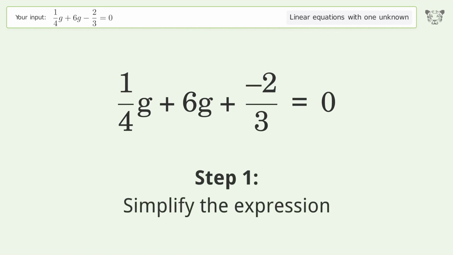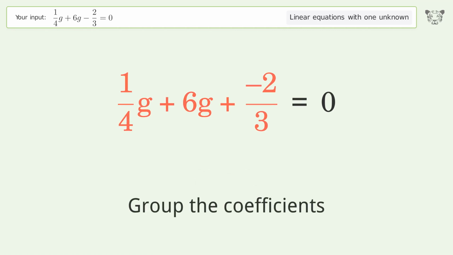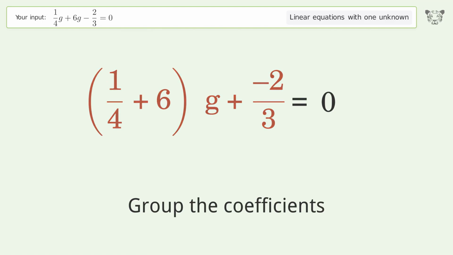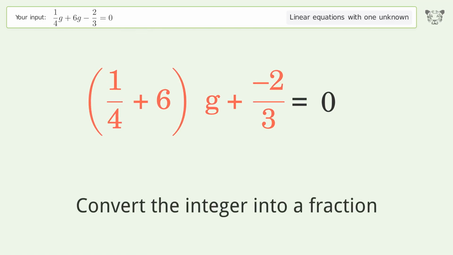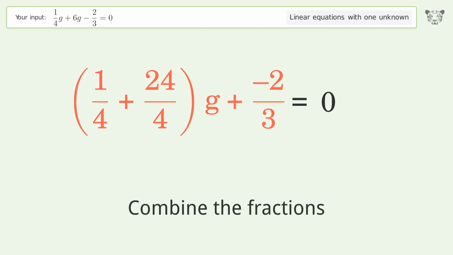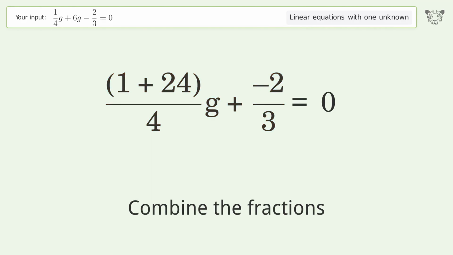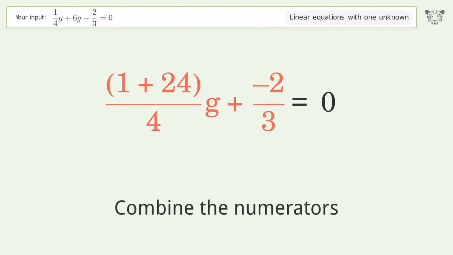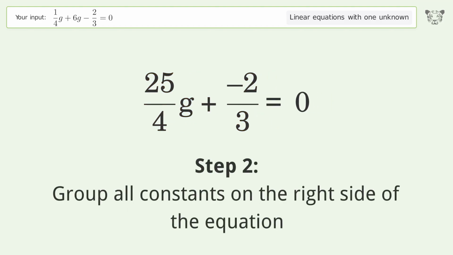Simplify the expression. Group the coefficients. Convert the integer into a fraction. Combine the fractions. Combine the numerators. Group all constants on the right side of the equation.